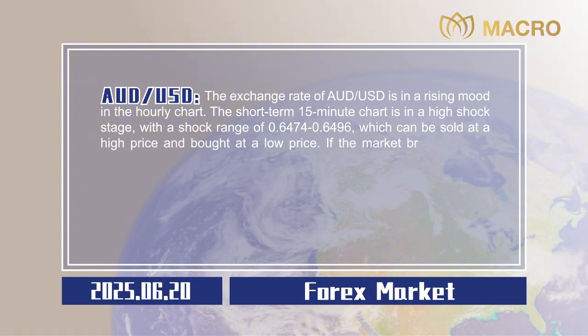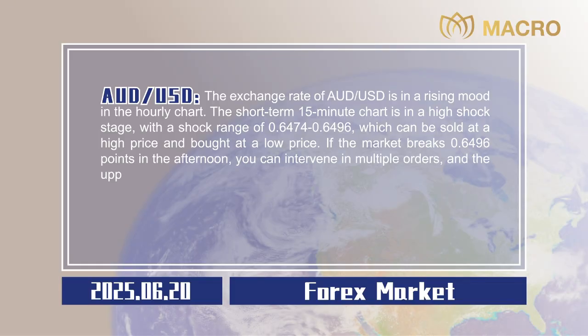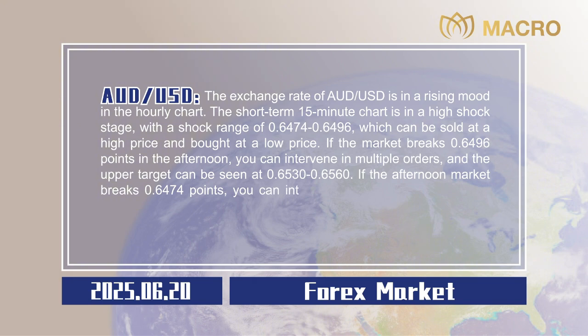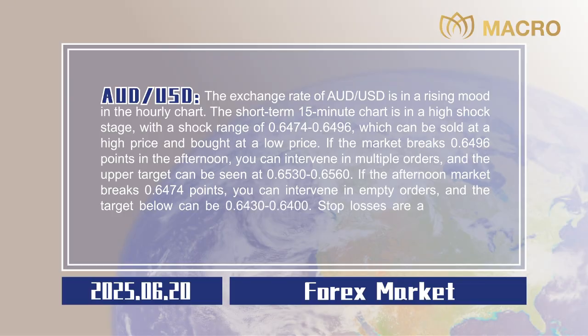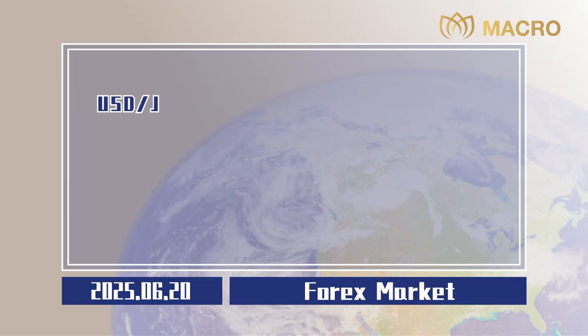If the market breaks 0.6496 points in the afternoon, you can intervene in multiple orders, and the upper target can be seen at 0.6530 to 0.6560. If the afternoon market breaks 0.6474 points, you can intervene in empty orders, and the target below can be 0.6430 to 0.6400. Stop losses are all 20 points, 0.0020.